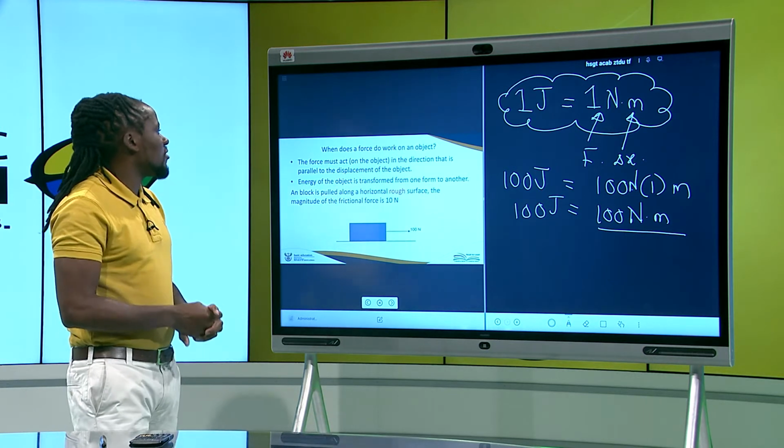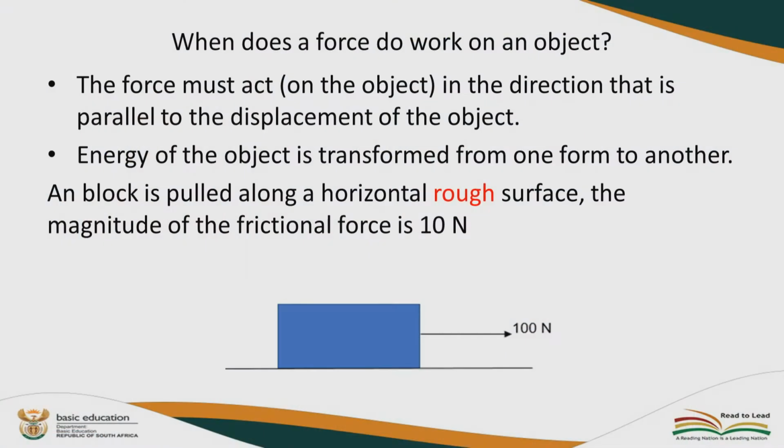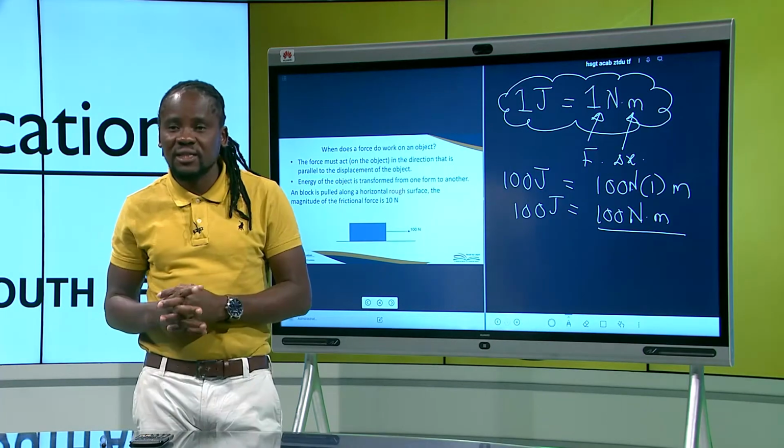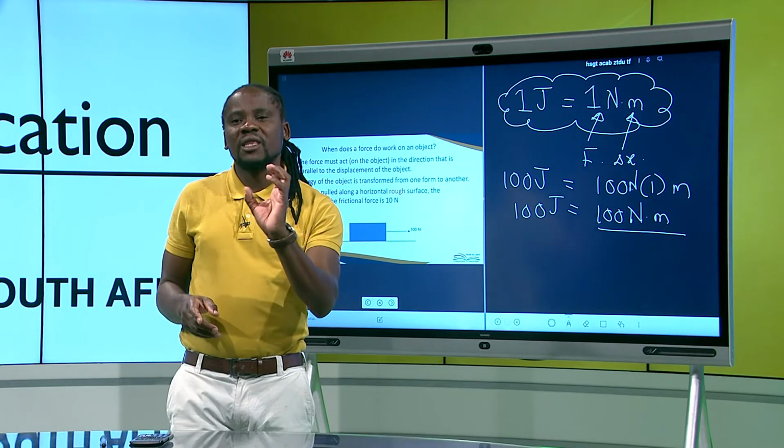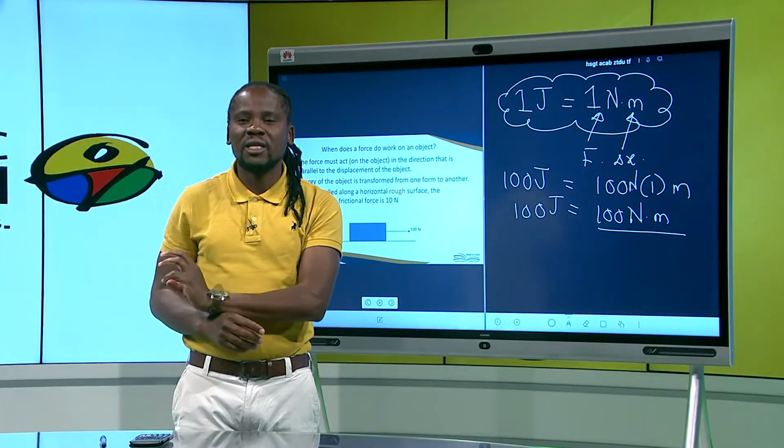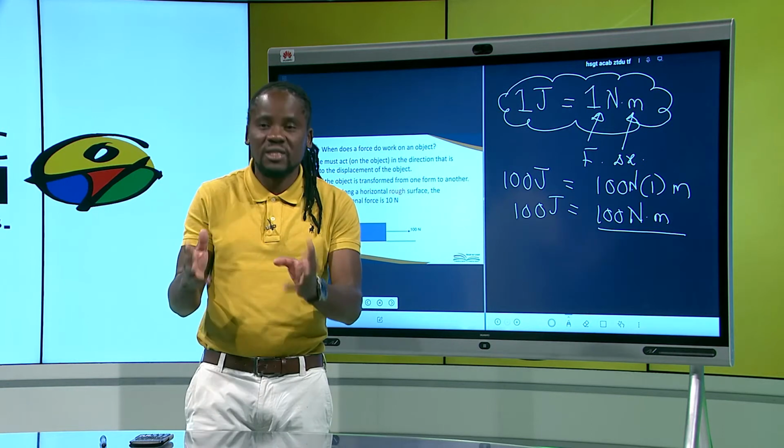Right, let's move on to the next slide. When does a force do work on an object? We keep on asking ourselves this very, very important question. The first bullet says the force must act on the object in the direction that is parallel to the displacement of the object. There's quite a lot of meaning in that. What does it mean when we say that the force must act on an object and displace the object in the direction of the force?